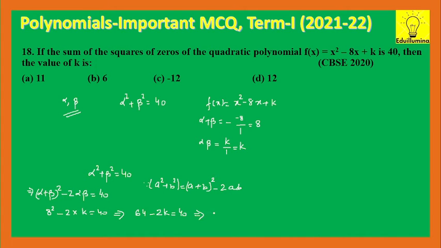So from here, 2k equals 64 minus 40, which further equals 24, so 2k equals 24 and k will be equal to 12. So the right option is option D.